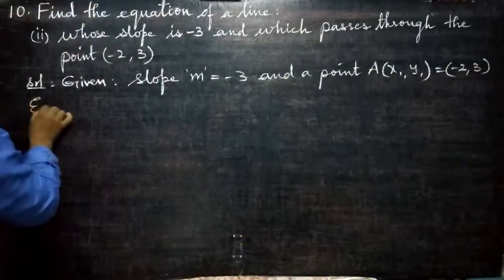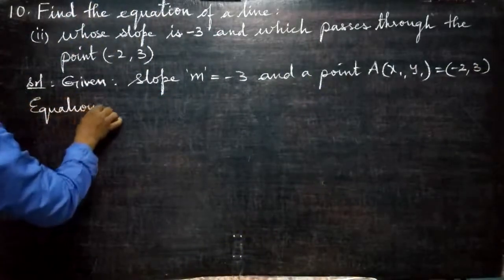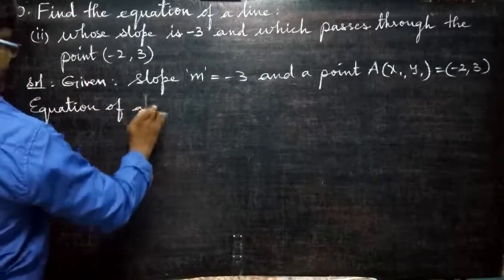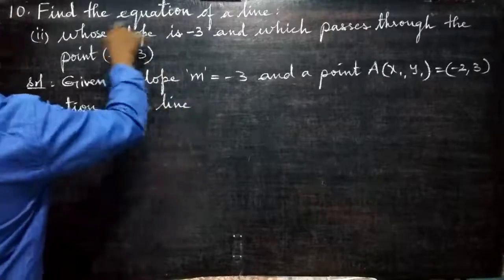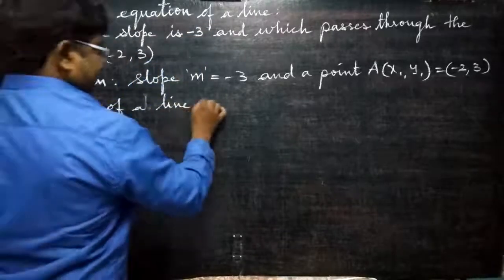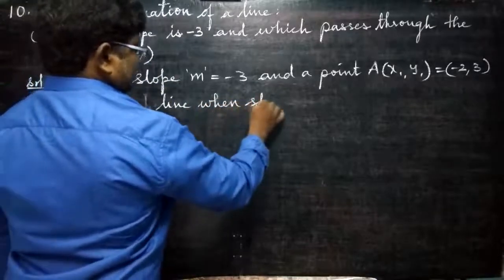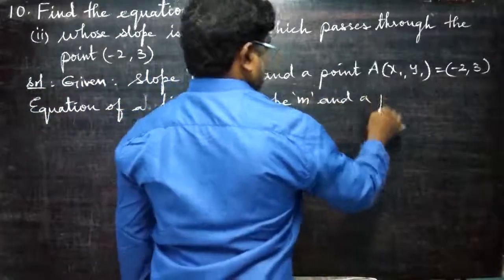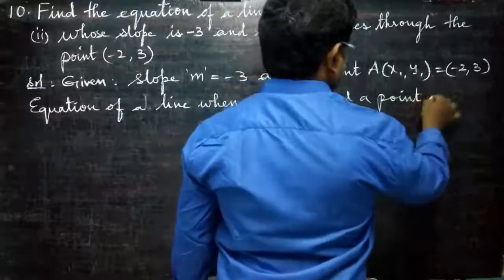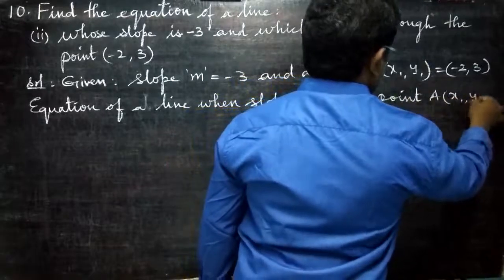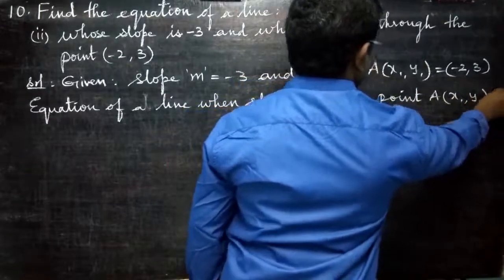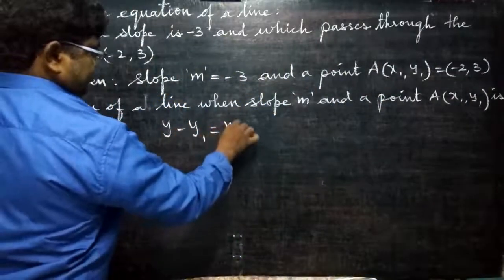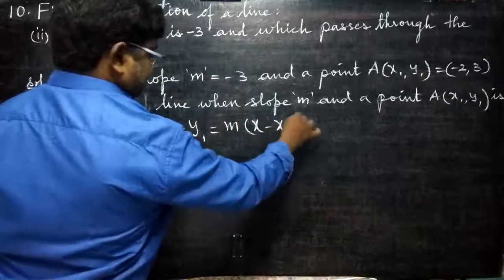Now, equation of a line. They told us to find the equation of a line. The equation of a line when the slope m and a point (x1, y1) are given is y minus y1 is equal to m into (x minus x1).